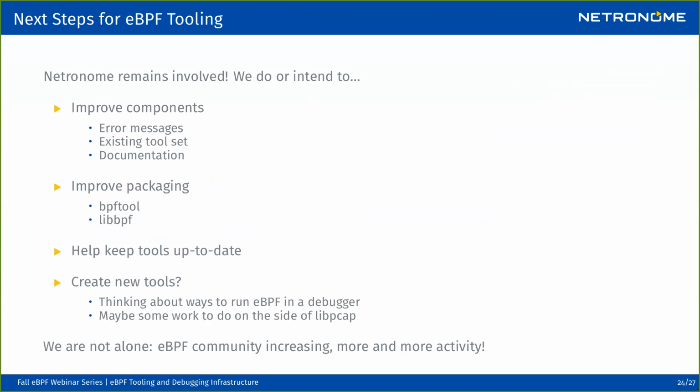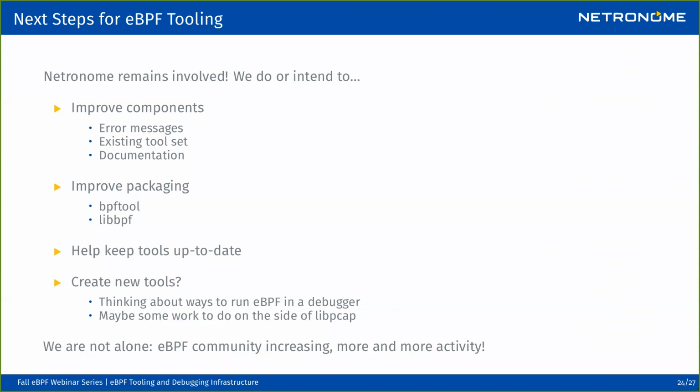So for the next steps that we have in mind, because we are still involved in the tooling and the debugging infrastructure, it's really important for us to make it convenient to work with BPF at every stage of the process. So we have in mind to improve the components that exist already. We are trying to improve error messages, some of which are not so clear. We are trying to improve the existing tools to add support for new BPF features, or new features to help manage BPF programs and maps. The documentation can be improved too. We are working on several aspects of that.